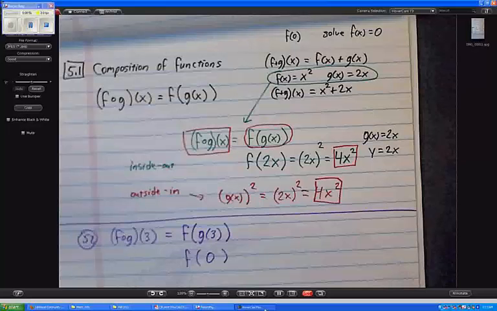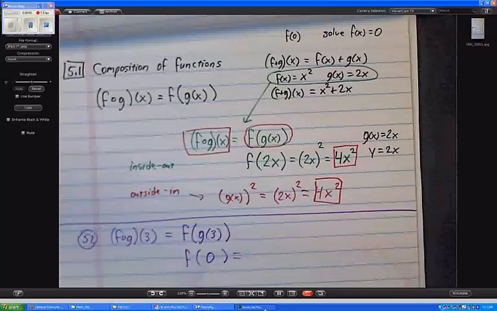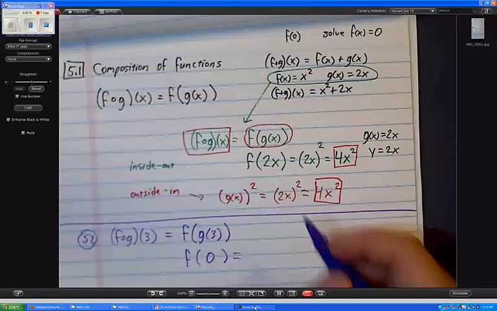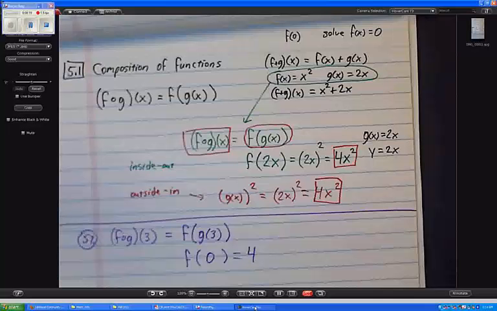So now I need to compute f of 0. Again, I'll have to go back to the graph, and let's see what we get. F of 0 would be what? Using this picture, it looks like it'd be 4. So f of g of 3 ends up equaling 4. You guys follow?